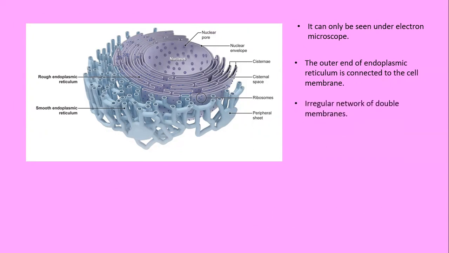You can see that the endoplasmic reticulum is a much smaller portion inside a cell. The cell itself is not visible with our naked eyes. तो जो अंदर होगा inside the cell, it's just 1 or 2% of the cell. वो कैसे view होगा? So we need an electron microscope to observe it. Of course, the outer end of the endoplasmic reticulum is connected to the cell membrane, and it is an irregular network of double membranes. The inner membrane of the endoplasmic reticulum is connected to the nucleus membrane.